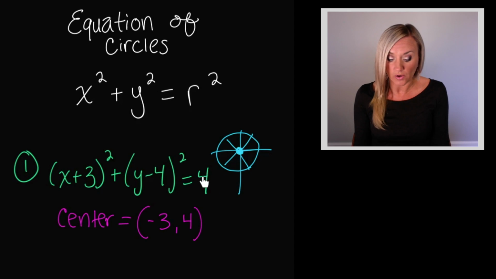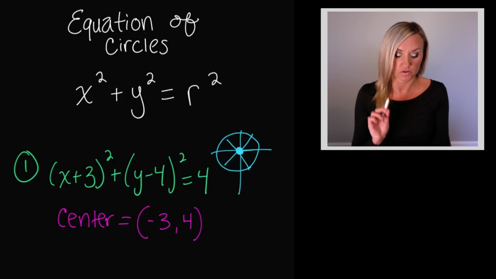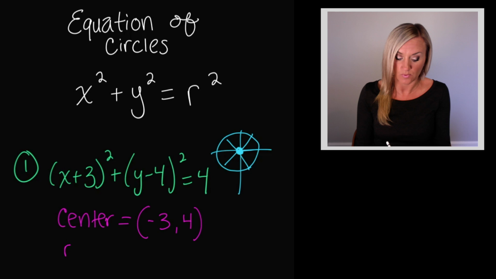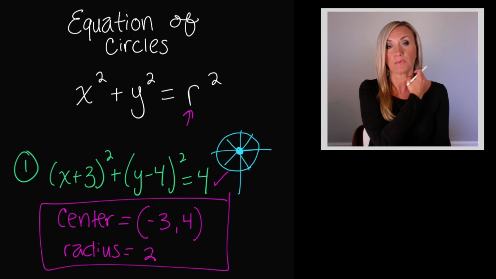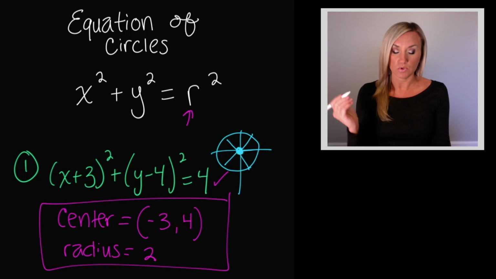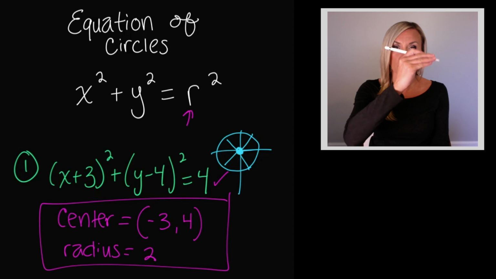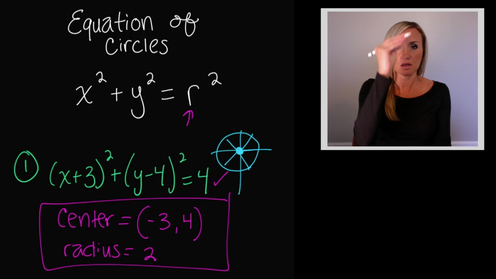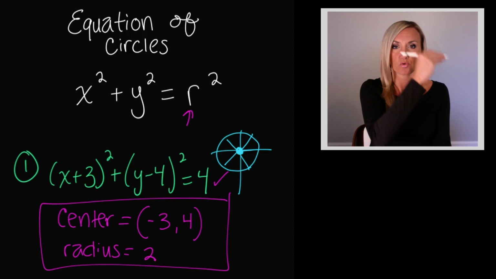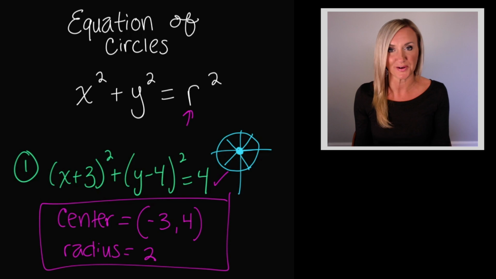Now this 4 is not the radius, this represents radius squared. So that means our radius must be 2, because 2 squared equals 4, and we could plug 2 in for r and we would get our 4. Once you have that information, you can move from the center, back 3, up 4, place your point, and then go 2 places horizontally and vertically to get your 4 points, and then you can draw your circle from there.